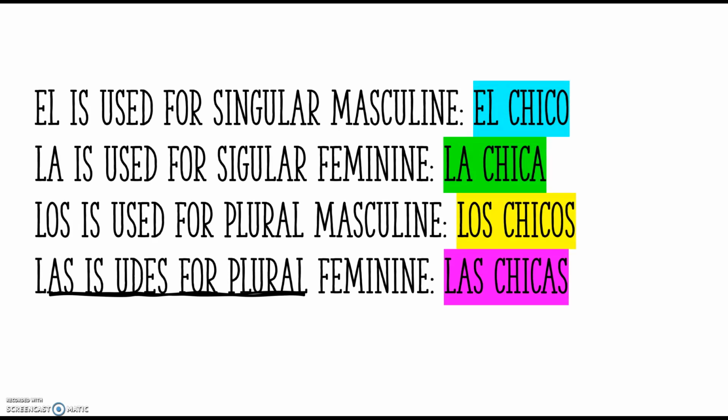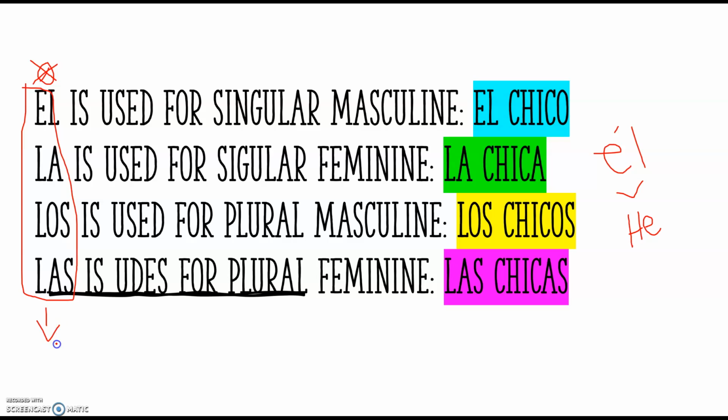So let's remember where to use the article. El, without the tilde. See, there's no tilde here. Some people will get confused with that. No, that is wrong. No tilde here. Él with tilde means he. And all these words here, as I said before, they mean the.